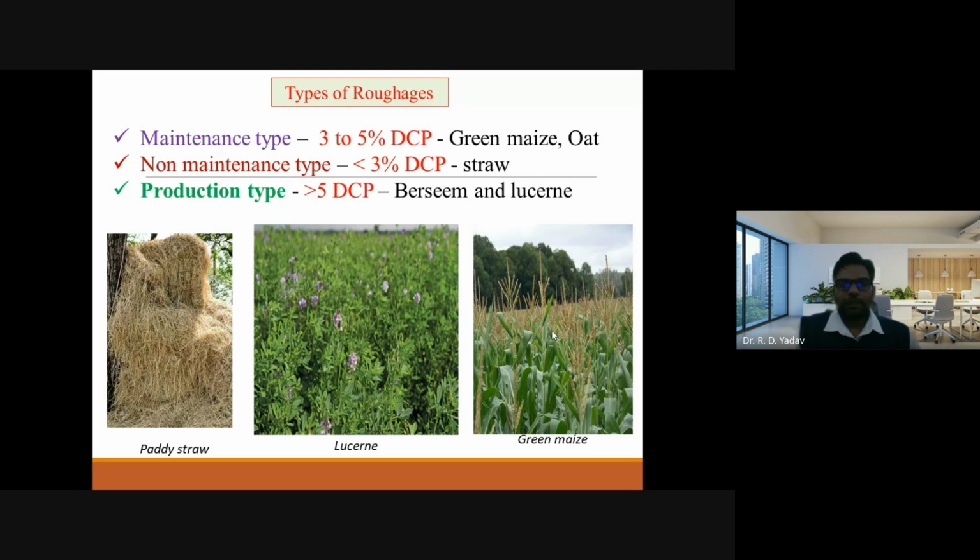Then on the basis of nutrient value, the roughages are divided into three parts. One is the maintenance type, having DCP 3 to 5%, like green maize, oats, etc. Non-maintenance type roughages have DCP less than 3%, like paddy straw, wheat straw, etc. And production type roughages have DCP value more than 5%, like berseem and lucerne.